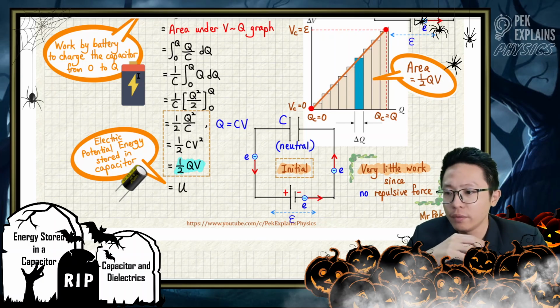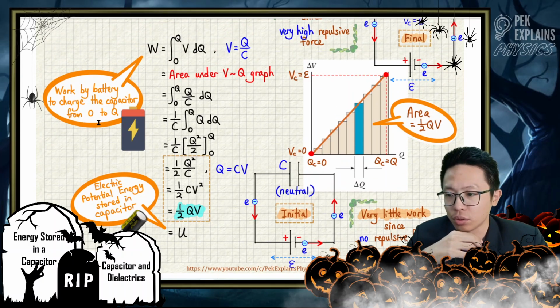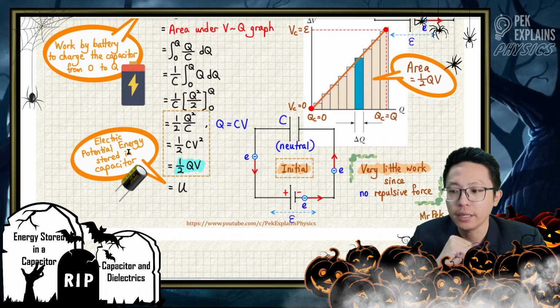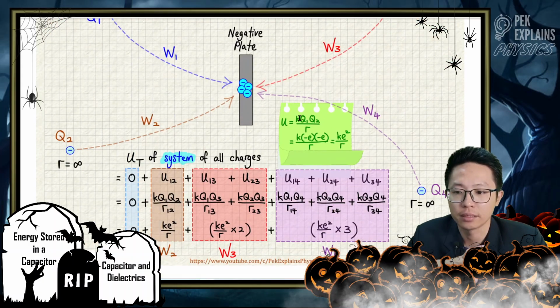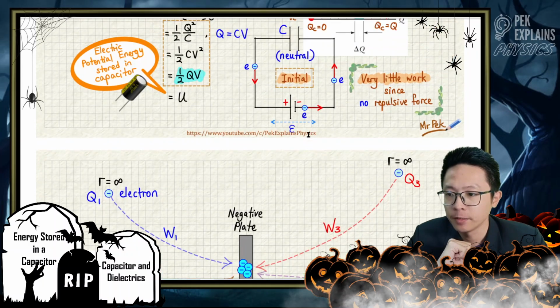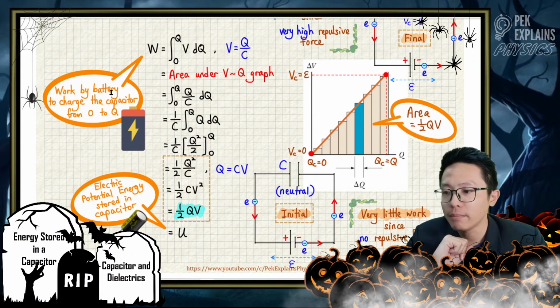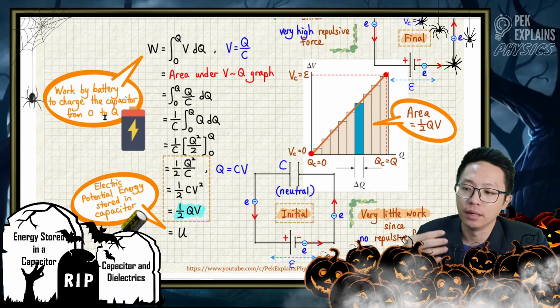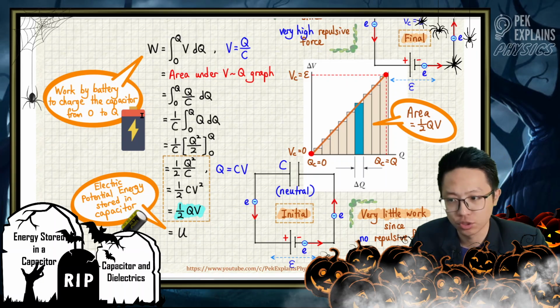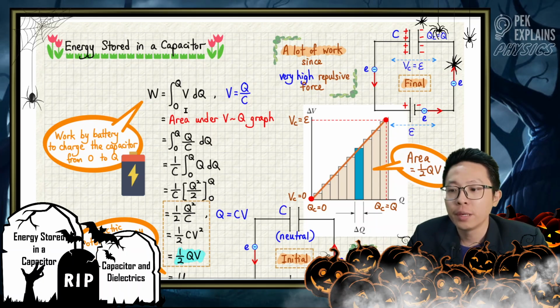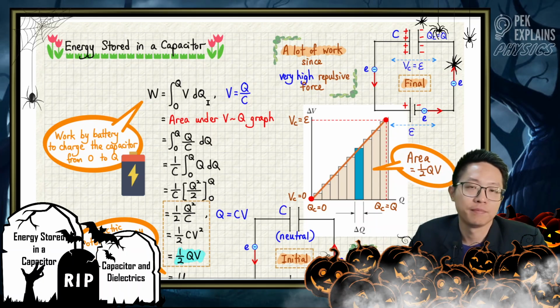Whatever work is done by the battery will be stored inside the capacitor as electric potential energy, and this is the same electric potential energy we learned in the first chapter, electrostatics, kQQ over r. So now let's find out the formula. The work done by the battery to charge a capacitor from zero charge to maximum charge is actually the integration of voltage versus charge.